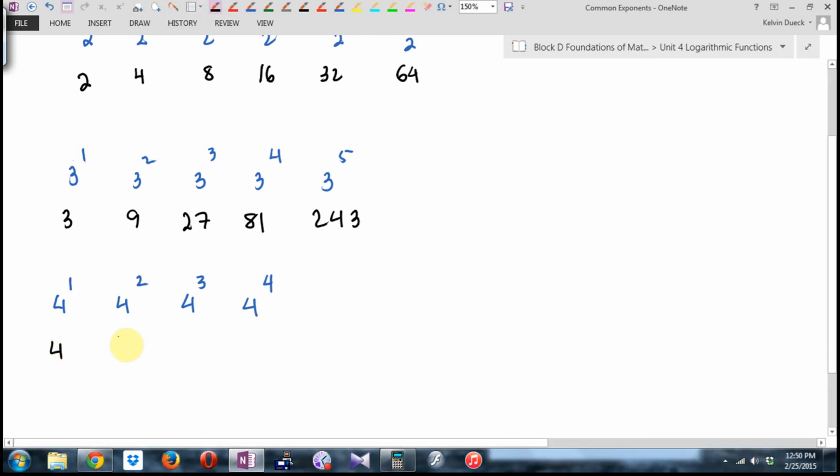4 squared. 4 cubed, because it's 16 times 4. 4 to the 4th, it's 16 times 16. It's 256. I'll be honest, you probably won't see that one.